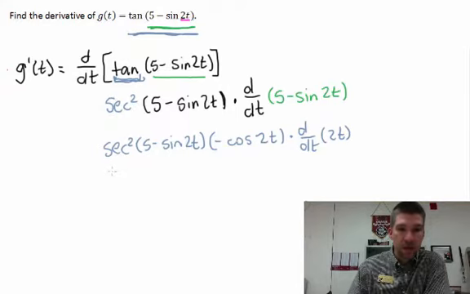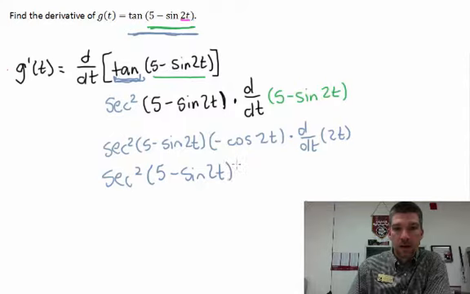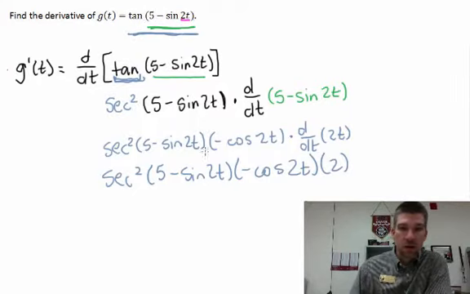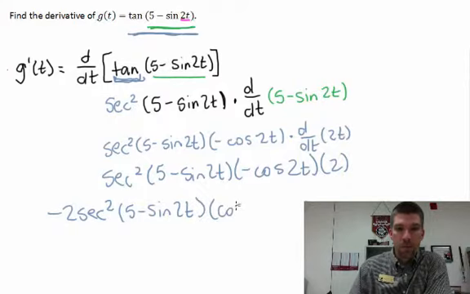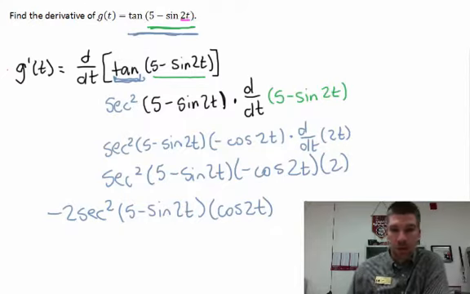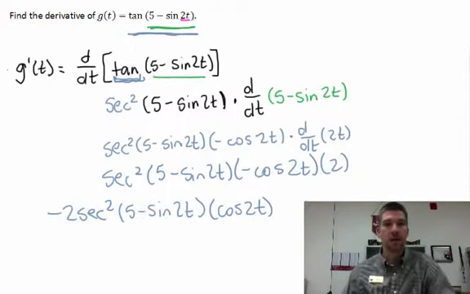So our final full-length answer is going to be secant squared of 5 minus sine 2t, times negative cosine 2t, times 2. It's really a long answer, but this is a good answer. The only way you might clean it up is by putting that 2 and the negative sign in the very front. There's a big chain rule problem for you. You may need to watch this a couple times to catch everything that's going on there, but if you just do one piece at a time and take the derivative and move in, everything will be nice and smooth.